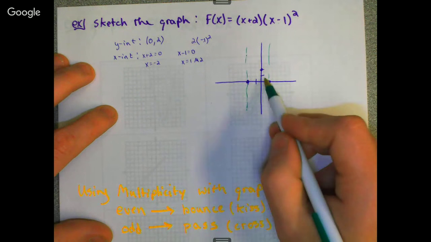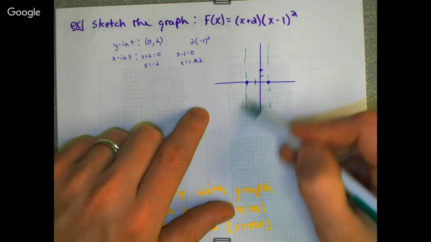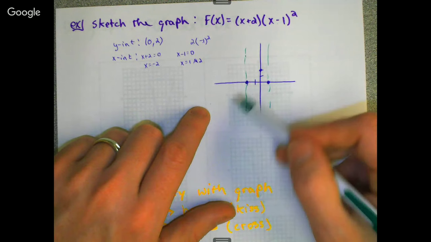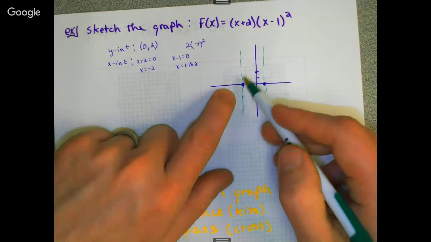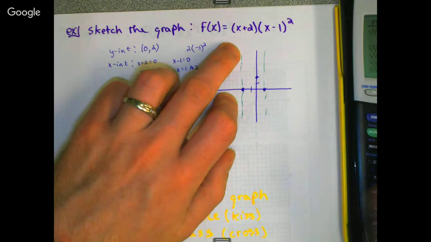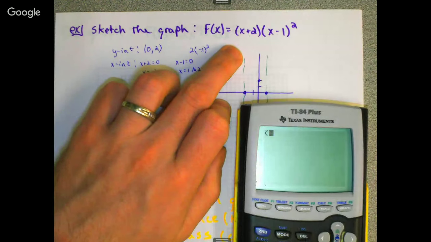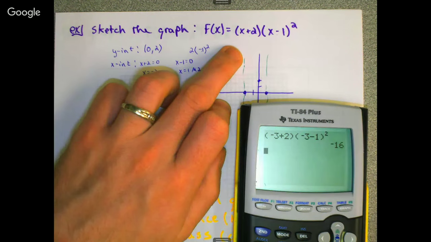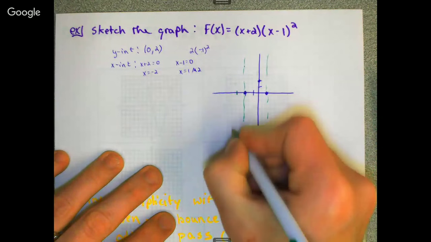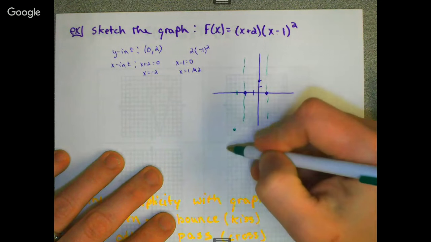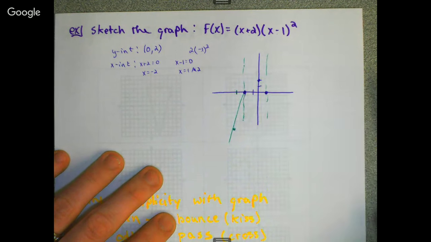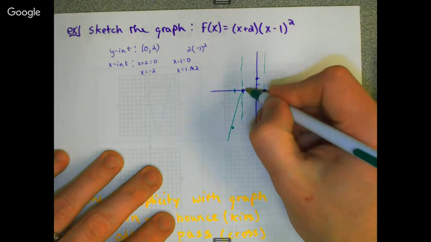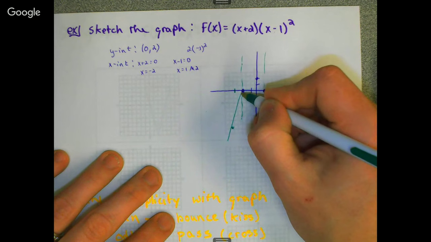I've got this one, and this one. And I want to know what's going on in this interval right here. So I might just plug in a number in this interval. Let's plug in -3. So if I plug in -3, I have -3 plus 2, -3 minus 1 squared. So minus 16. So I'm at -3, minus 16, way down here. So that tells me that this graph has to be coming this way. Now I know here that it's above, so that means I'm coming this way.